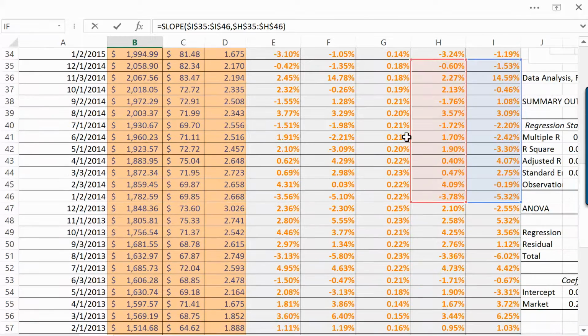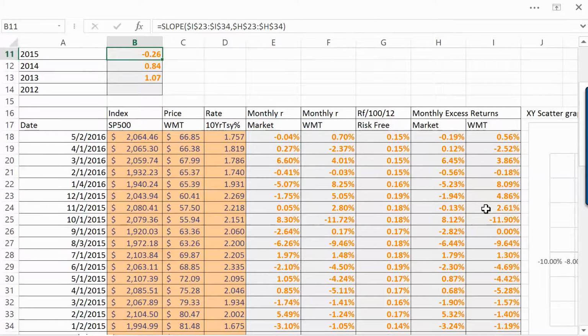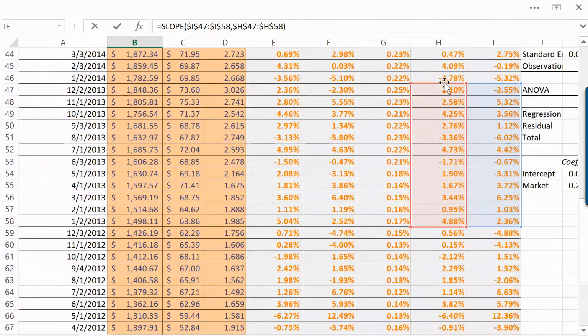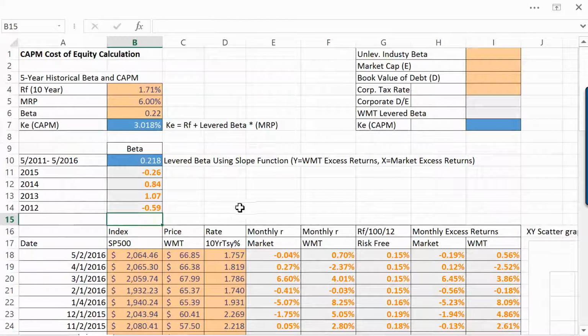2013. Had a beta of 1.07. And 2012. Had a beta of negative 0.59.